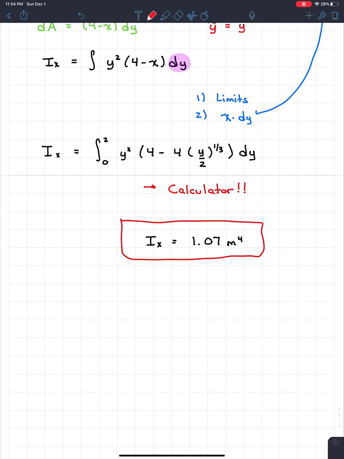So moment of inertia, as you guys see, not that bad. Moment of inertia is not that bad. My drawing skills, those are questionable. So this is our final answer. We're now good to go.